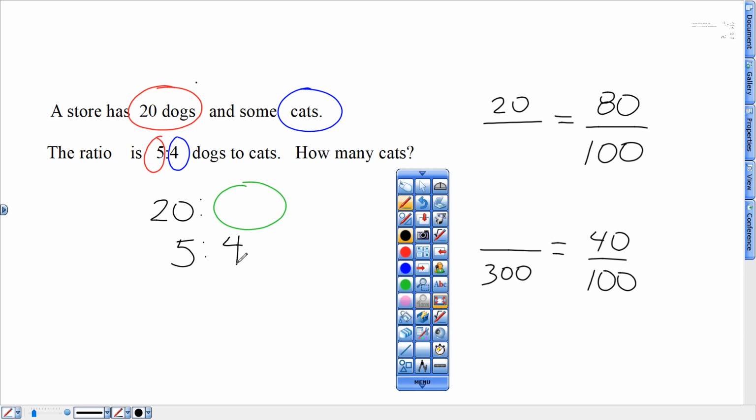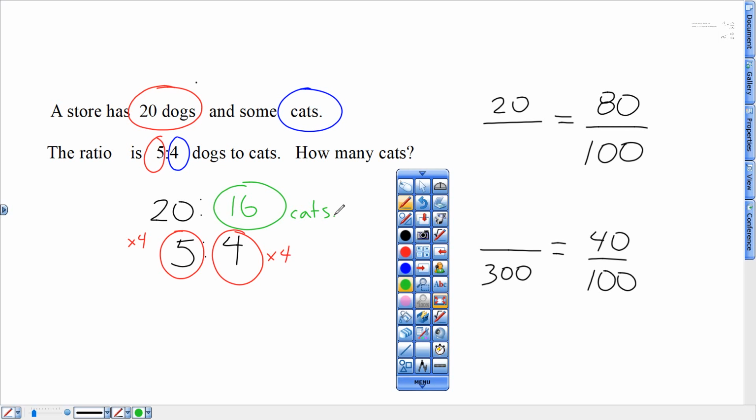And now the trick is, look at this 5 and this 20 and see what times 5 gives me 20. That's going to be 4. So since I'm timesing this 5 by 4 to get 20, now I'm going to come over here to this 4 and times that by that same 4. So 4 times 4 gives me 16. And then don't forget the unit, that's 16 cats. That same ratio, 5 to 4.